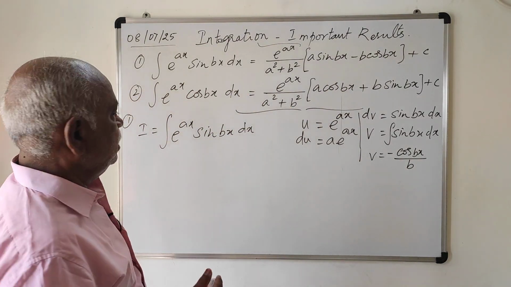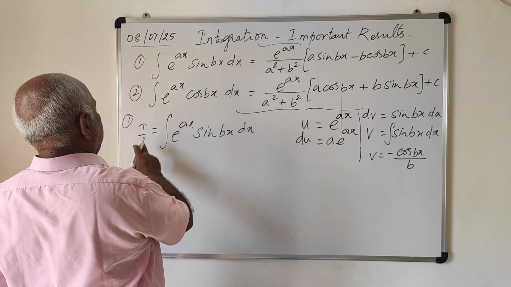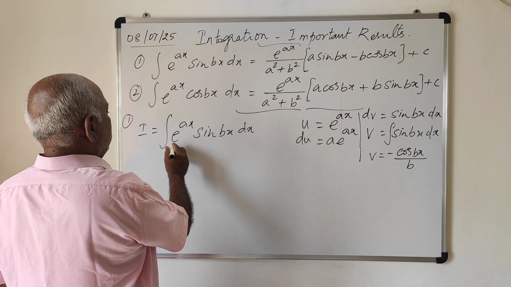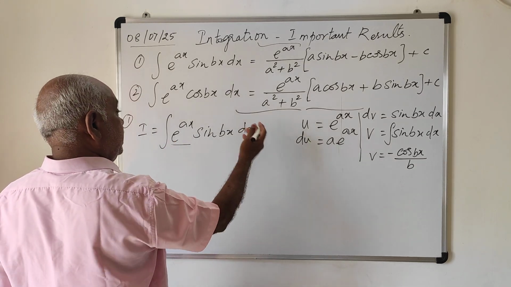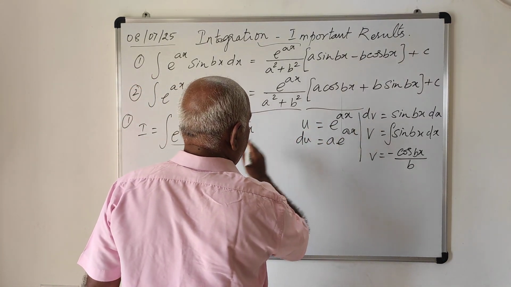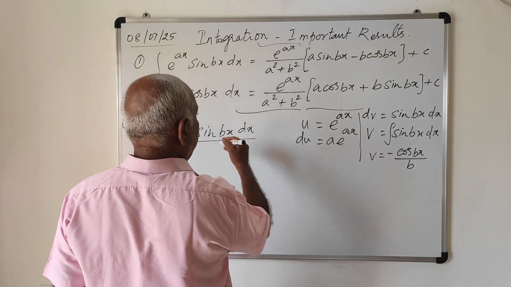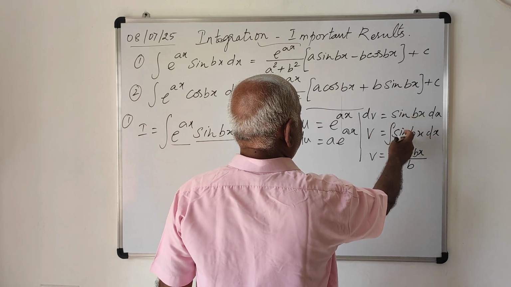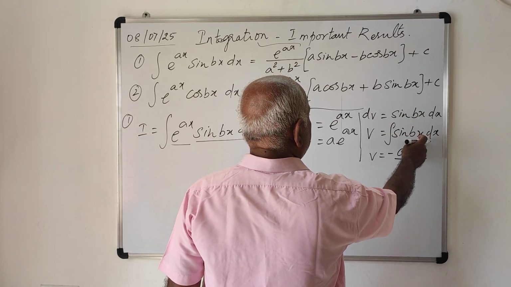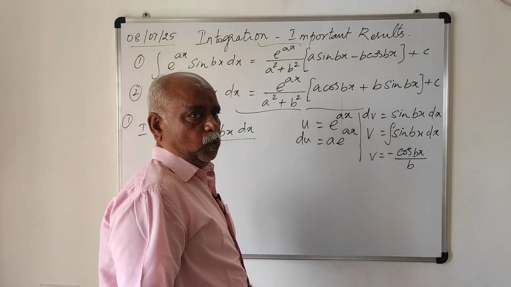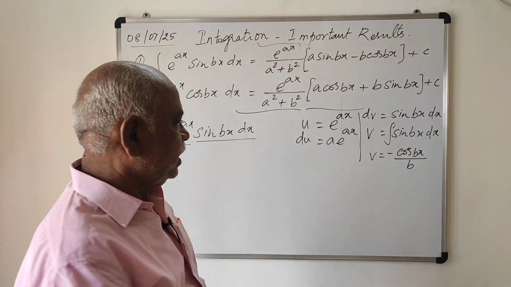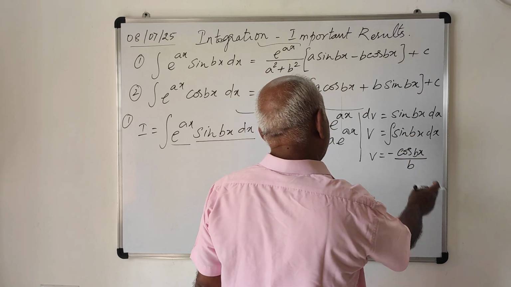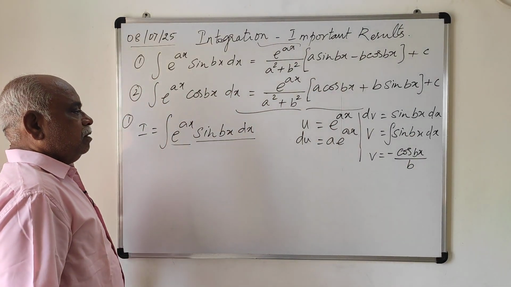So to derive the first result, you consider the problem I equal to integral e power ax into sin bx dx. You consider u as e power ax, so du equals a e power ax dx, since the derivative is e power ax into a. Similarly, sin bx dx is dv, and integrating dv to get v, integral sin bx dx is minus cos bx by b. Since it is integration, the constant should be in the denominator.